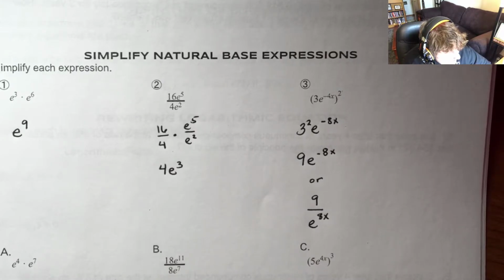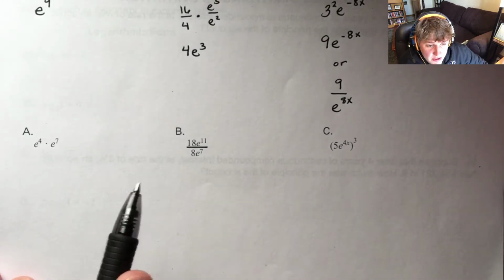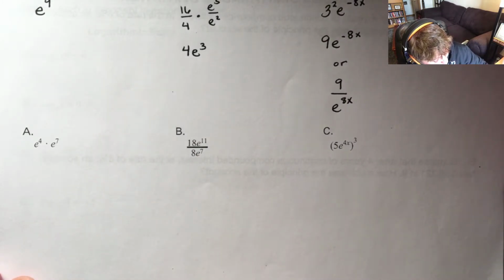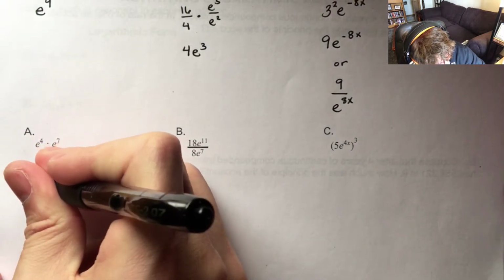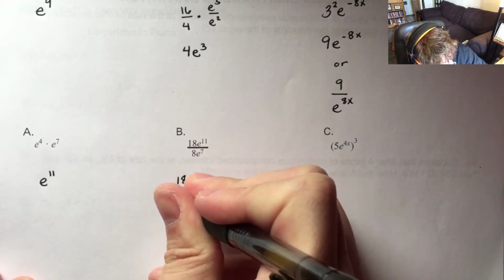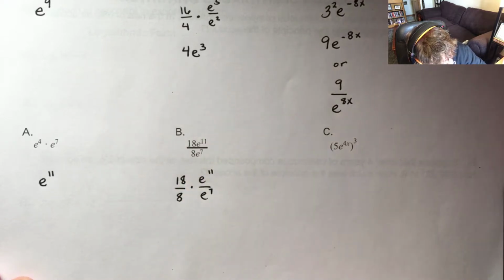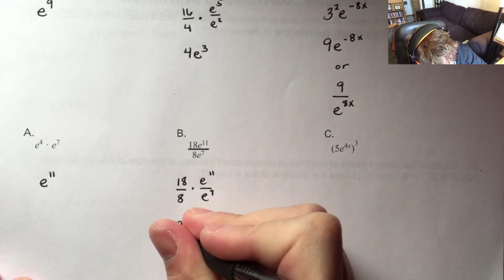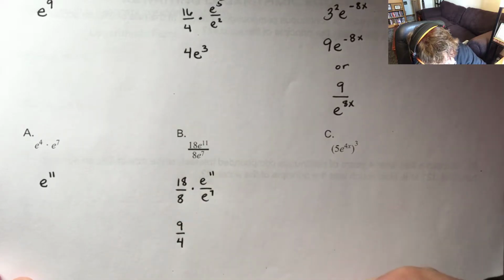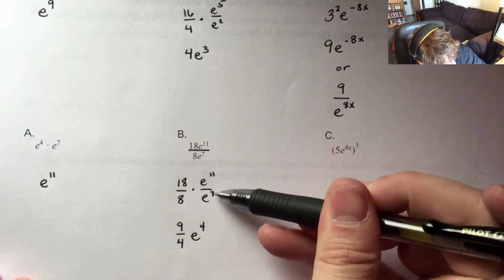So pause the video, take a moment, see if you can apply some properties that we already know about numbers and just apply them to e. Okay, so I'm assuming that you've already tried these problems and you're just trying to see how you did. e to the 4th times e to the 7th is e to the 11th. Then 18 over 8 times e to the 11th over e to the 7th. 18 over 8 is the same as 9 over 4, and then e to the 11th divided by e to the 7th is e to the 4th power. You would just subtract your exponents.